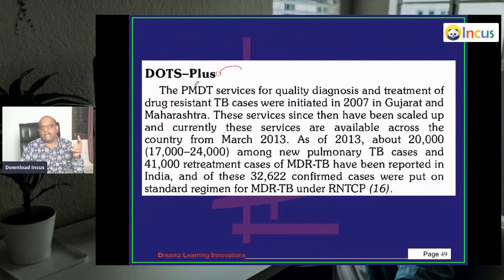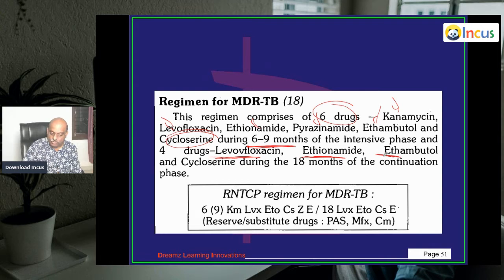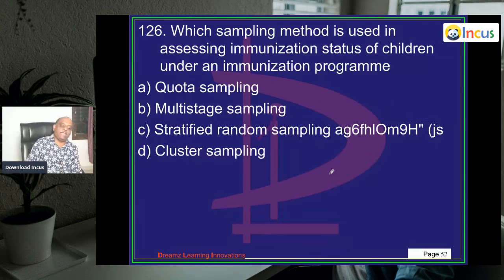To treat multi-drug resistant tuberculosis, we use 6 drugs under DOTS Plus. Kanamycin, levofloxacin, ethionamide, pyrazinamide, ethambutol, cycloserine during 6 to 9 months of intensive phase. And levofloxacin, ethionamide, ethambutol, cycloserine during 18 months of the continuation phase is what you need to remember.